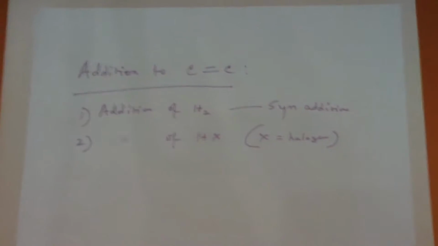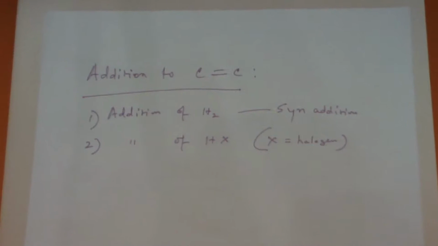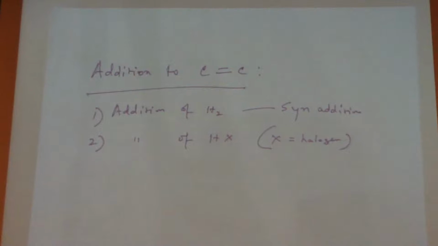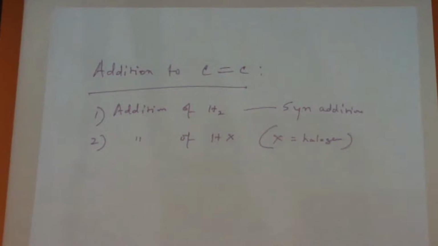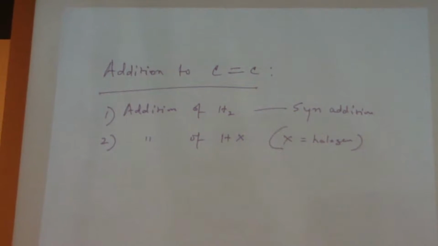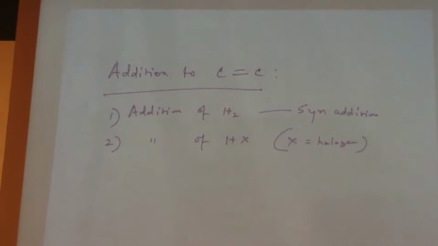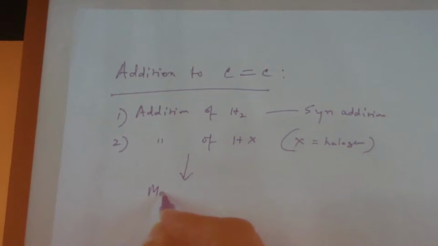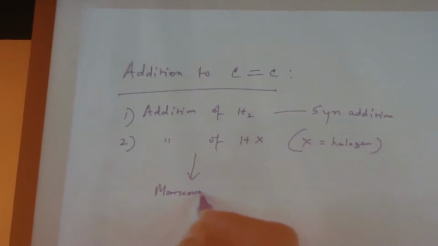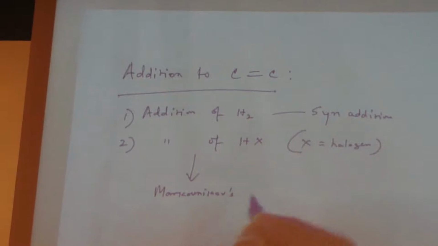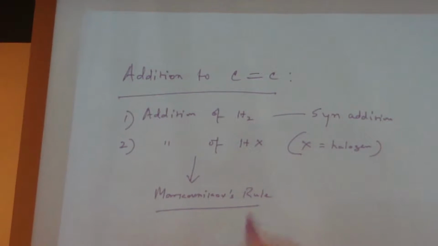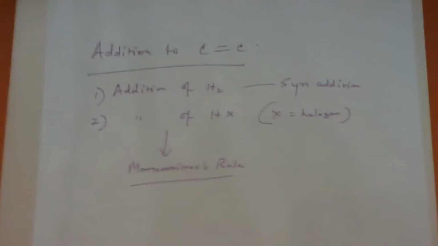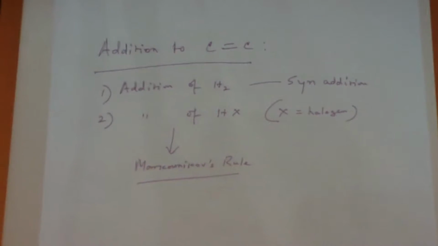Whereas it's a different mechanism when you talk about a hydrogen halide, HCl, HBr, HI addition to a carbon-carbon double bond, because there it goes through a carbocation intermediate. And that's why they have a preference, and that's essentially indicated in Markovnikov's rule, where the hydrogen is added to the carbon containing the maximum number of hydrogens.